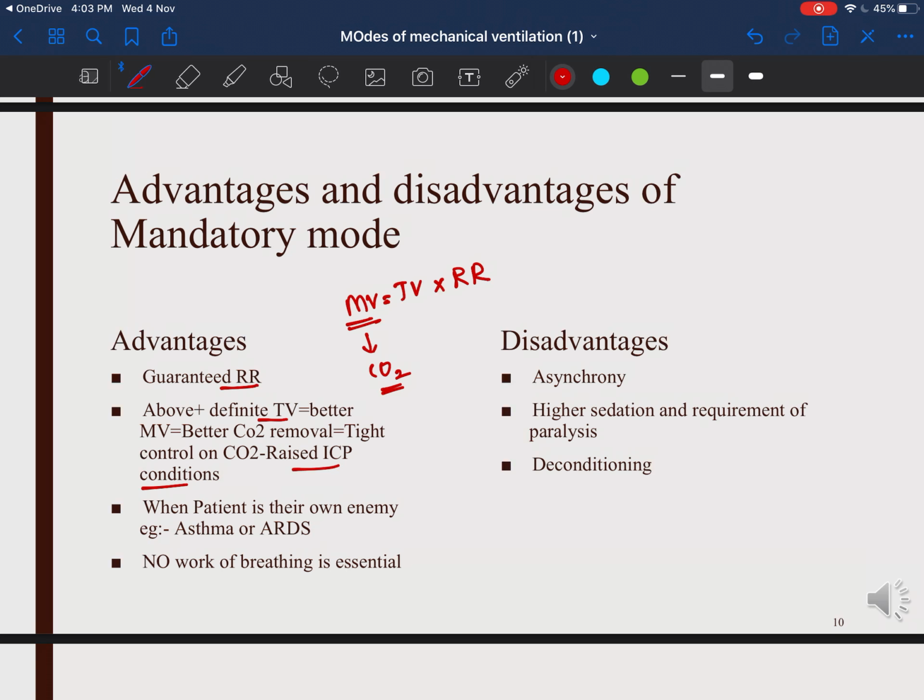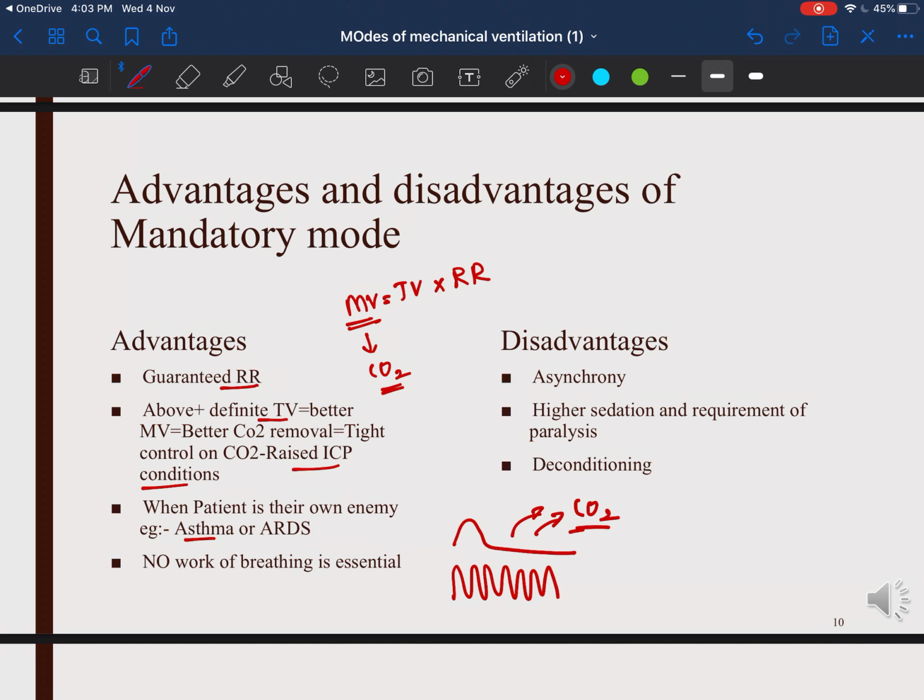Another situation where you will prefer a mandatory mode over a spontaneous mode is where the patient's system is not working according to the patient's needs. In fact, it is working opposite to what is required. In asthma, you want the patient to have a longer exhalation time so that the carbon dioxide washes out of the patient's respiratory system. It is trapped in asthma, isn't it so? But what happens in a patient who is breathing spontaneously? They breathe fast. So during this fast breathing, expiratory time is reduced and carbon dioxide still stays trapped inside.